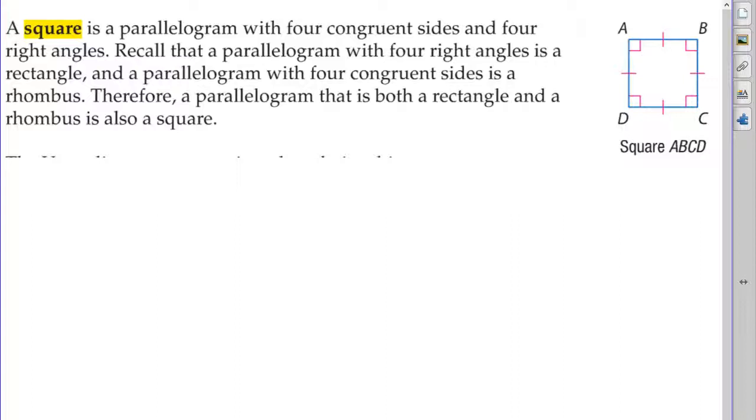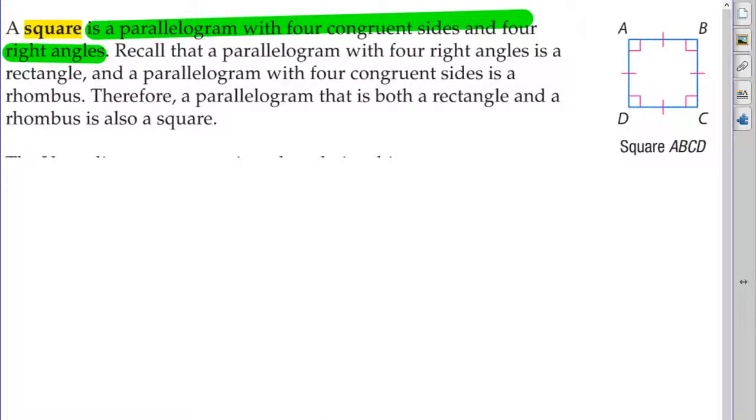Now the next shape we have to deal with in this section: squares. Probably one of the earliest shapes you'll learn, but actually has one of the more complicated things to work with. Because a square is a parallelogram with 4 congruent sides and 4 right angles, which means a square is also both a rectangle and a rhombus.